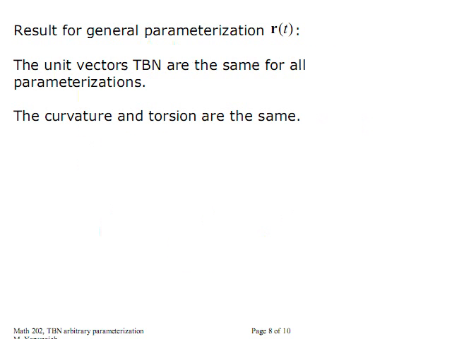And we get the general results which we expected. The unit T, B, and N vectors are the same for all parameterizations. The curvature and torsion are the same. If you remember from the first lecture, I said these are the invariants. These vectors and these scalars are associated with the image of the space curve and not with the parameterization.